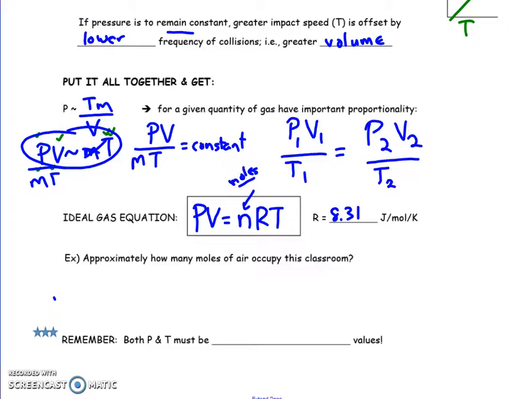Okay, so when you get back from class, or when we come to class, we will do a quick little example of how many moles approximate this room. In fact, I'd actually like to do that tonight. All right, approximate how many moles are in this room given what the standard pressure is, standard temperature, and estimate the volume using the dimensions of the room. Make sure your temperature is in Kelvin, though, and your pressure is in pascals. Okay?